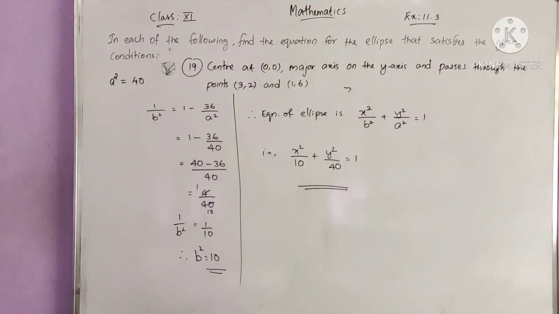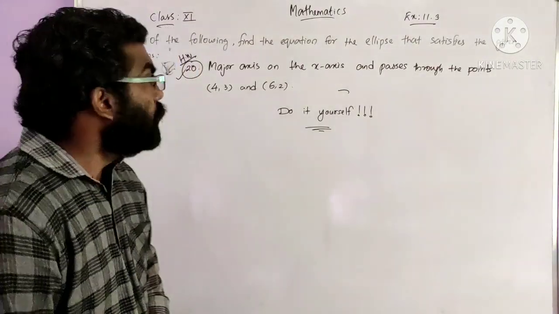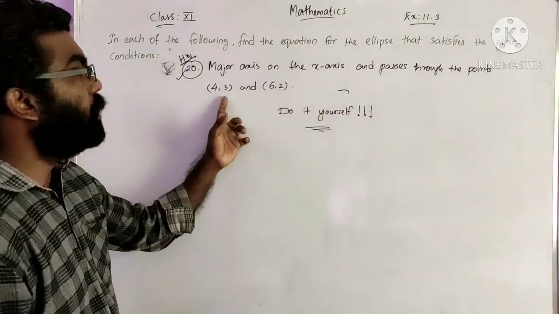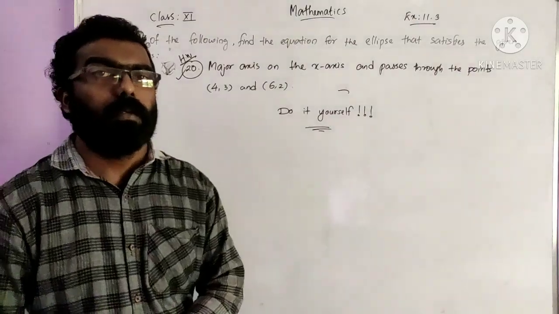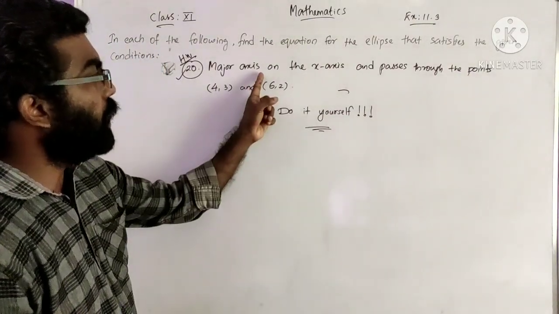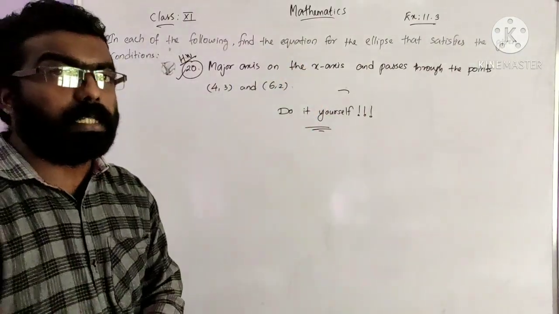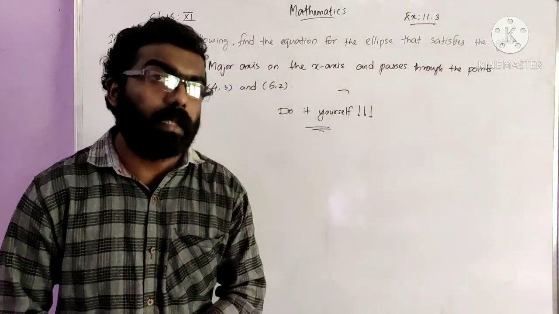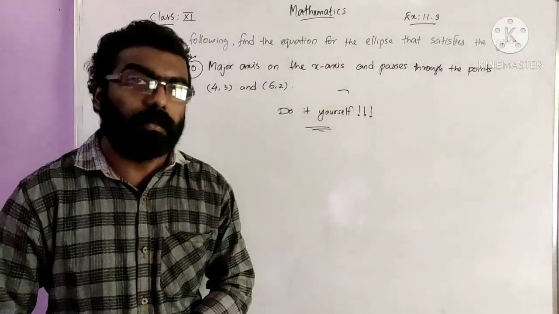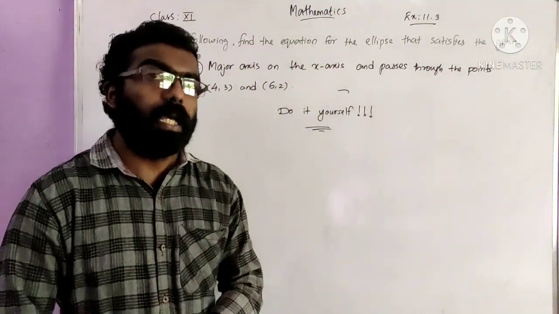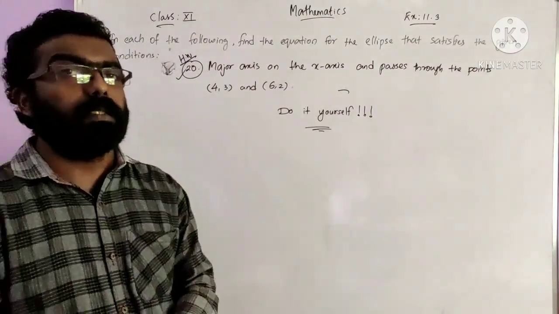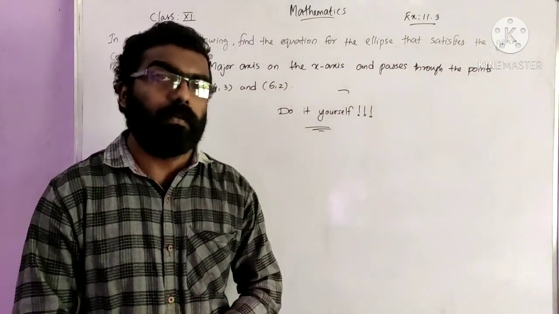Clear? Here the next question is: major axis on the x-axis and passes through the points (4, 3) and (6, 2). It's similar to the previous question. The only difference is that here the major axis is on the x-axis. In the last question, the major axis was on the y-axis. So major axis on the x-axis means it is of the first type: x square by a square plus y square by b square equal to 1. All other things are the same, so you can do it yourself.